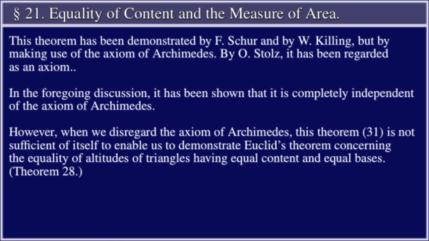This theorem has been demonstrated by F. Schur and W. Killing, but by making use of the axiom of Archimedes. By O. Stolz, it has been regarded as an axiom. In the foregoing discussion, it has been shown that it is completely independent of the axiom of Archimedes. However, when we disregard the axiom of Archimedes, this theorem 31 is not sufficient of itself to enable us to demonstrate Euclid's theorem concerning the equality of altitudes of triangles having equal content and equal basis, theorem 28.